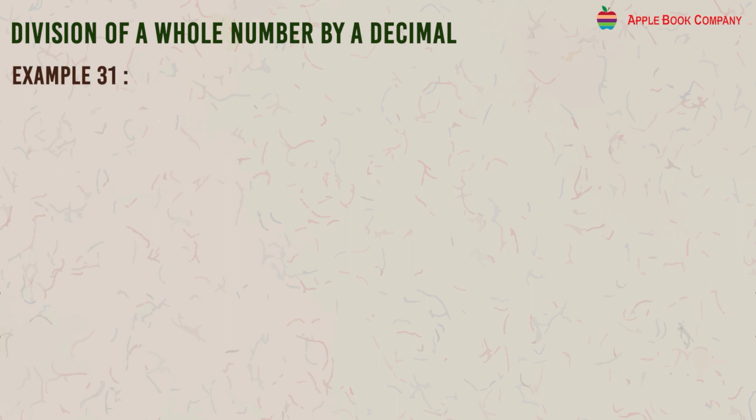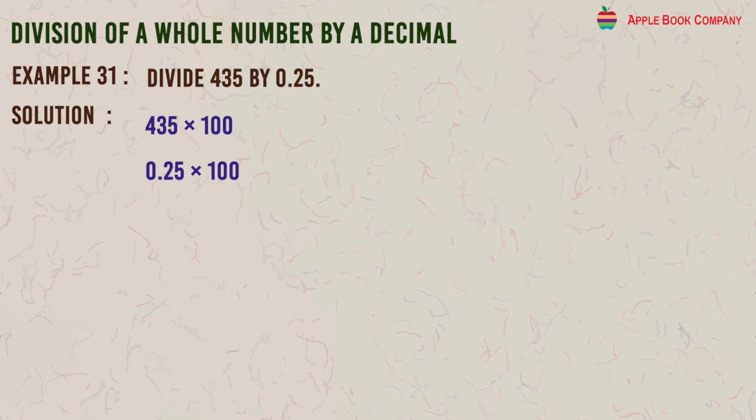Example 31. Divide 435 by 0.25. Solution: here 0.25 has two decimal places. So multiply dividend and divisor each by 100 to make the divisor a whole number.